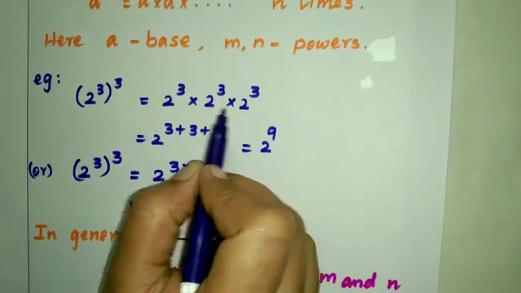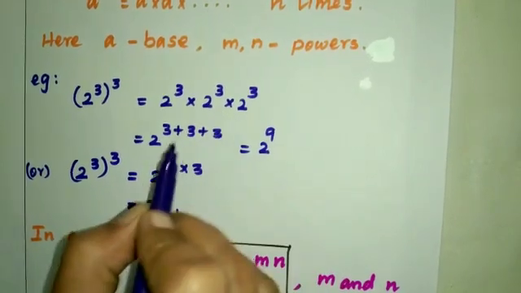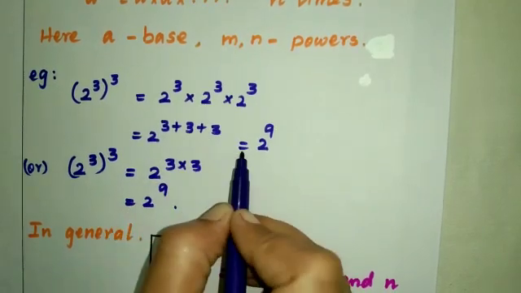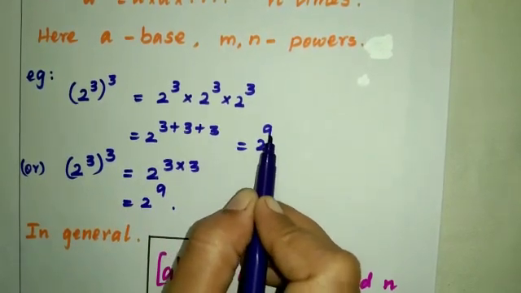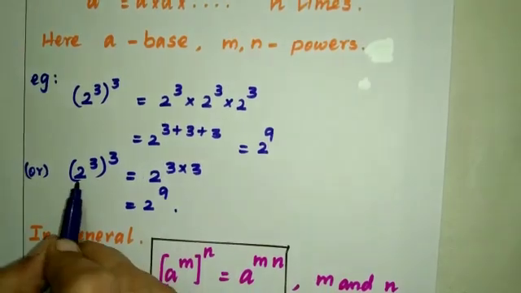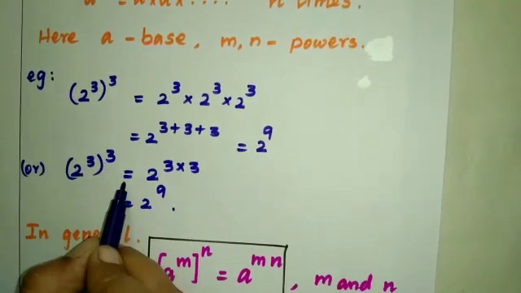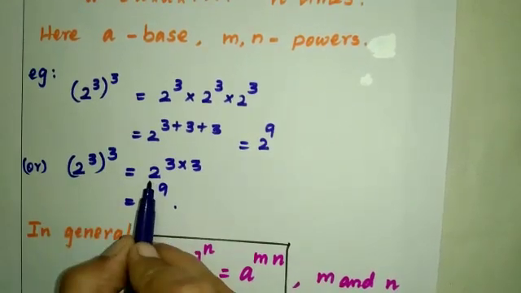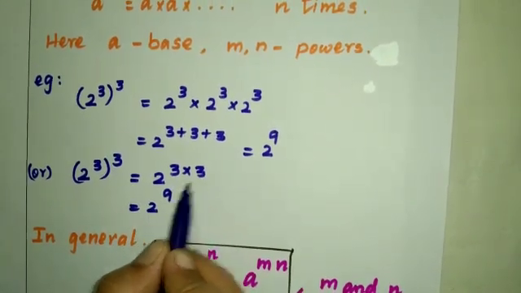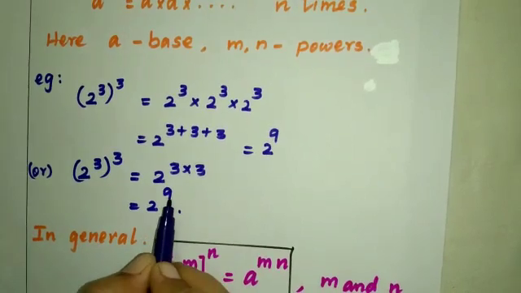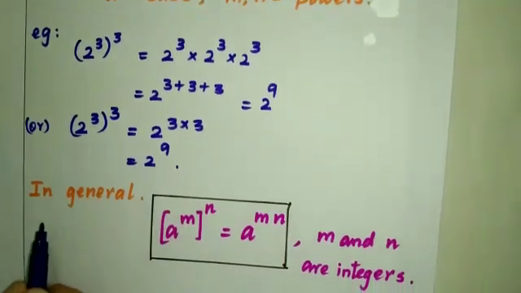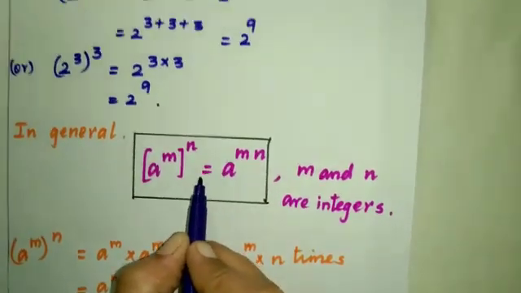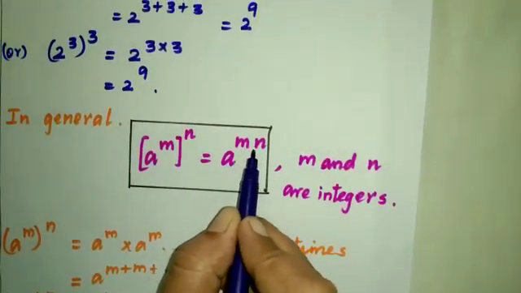Here bases are equal, in between multiple sign. We have to use the index law. 2 power 3 plus 3 plus 3, which is equal to 2 power 9. In other way, 2 power 3, the whole power 3, which is equal to, we want to multiply the powers. So 2 power 3 into 3, which is equal to 2 power 9. In general, a power m, the whole power n, which is equal to a power mn.